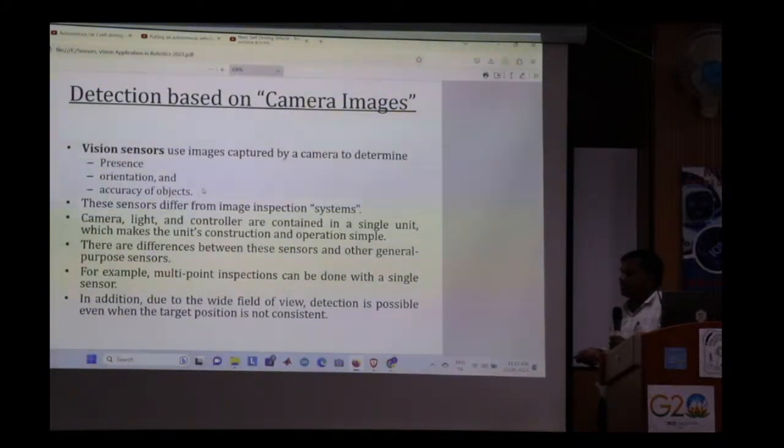In addition, due to the wide field of view, it's possible even if the target is not consistent. You must have seen that they advertise that this video camera can capture even in motion. Like if you are sitting in a vehicle, there will be motion and vibration. Still, the picture captured by the camera will be static. Most of the cameras today in mobiles do that. It is called image stabilization. It just removes the vibration aspect from the videos.